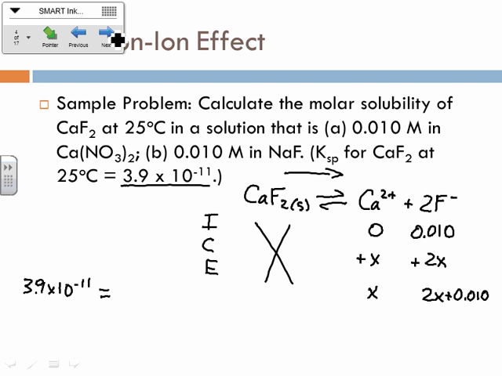Alright, so what we end up with here when we plug this in, this actually ends up being a little bit easier, because we're going to have x, and then instead of 2x plus 0.010, we're just going to put 0.010, right? We can drop the 2x part of that expression. So then all you have to do is 0.010 squared. So 3.9 times 10 to the negative 11th divided by 0.010 squared. So we end up with the solubility of 3.9 times 10 to the negative 7th on this one.